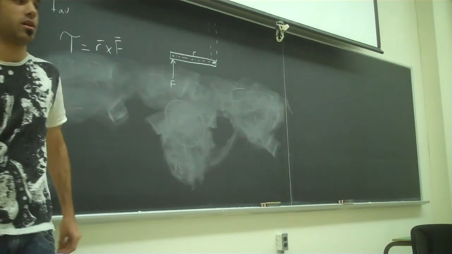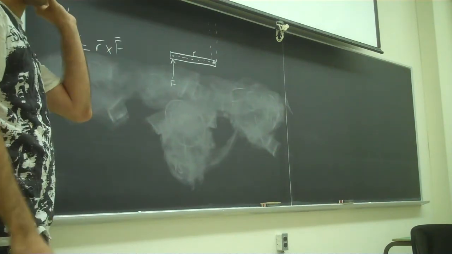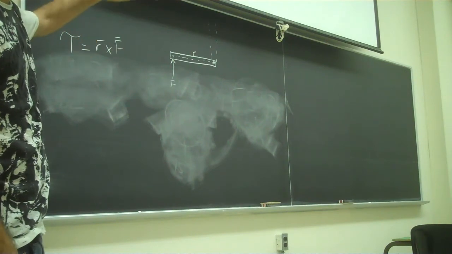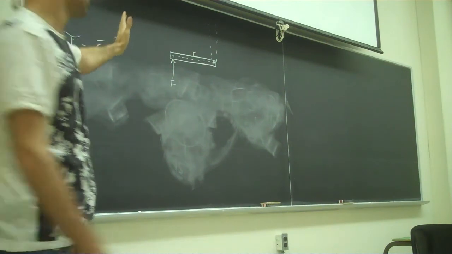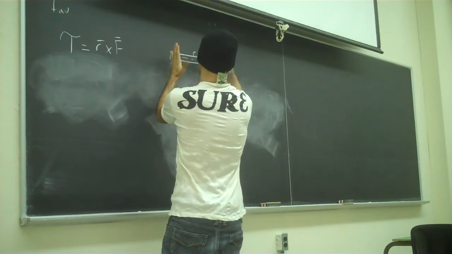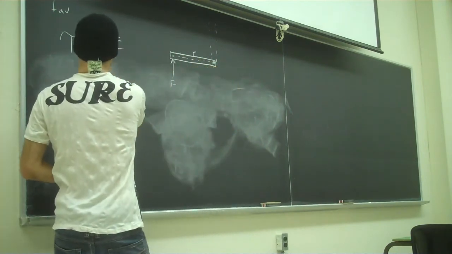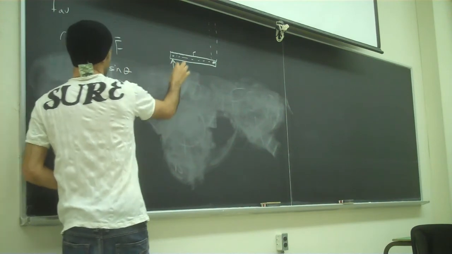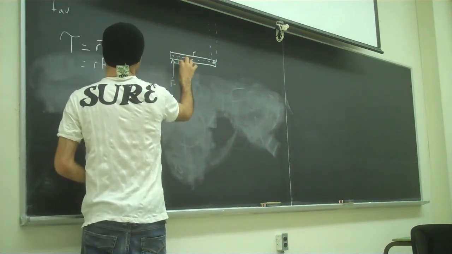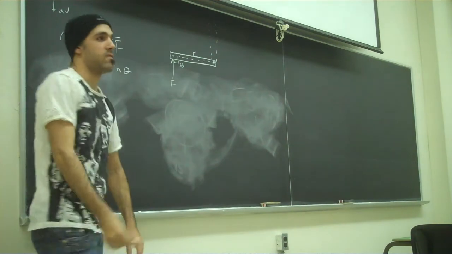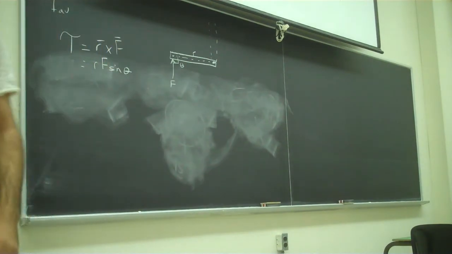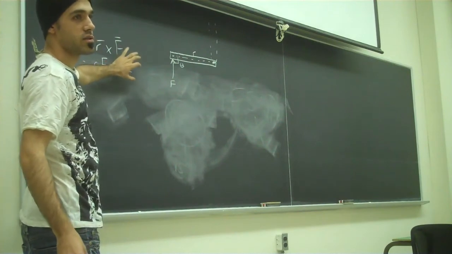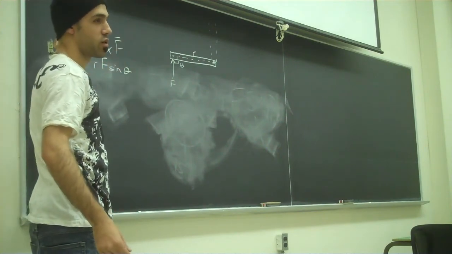So in most cases, when the force and the distance to this axis of rotation are perpendicular like this, since this here is the same thing as R F sine of theta, where the angle is this angle here, theta, for the most part, you'll just have to use R times F. The angle will be usually 90 degrees, so just RF is your torque.